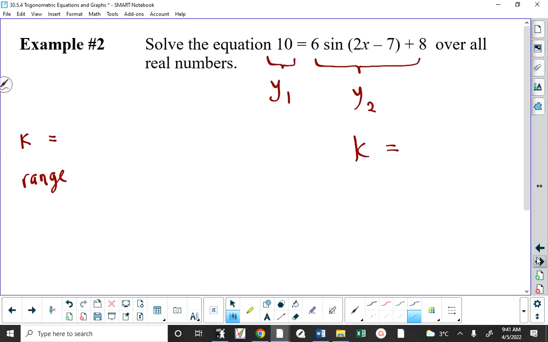Jonathan, do you know? It's not 2. It's related to the 2. B has a value of 2. Arissa, do you remember? It's pi. Because the period of a sine or a cosine function is always 2 pi over b. And b is 2, so 2 pi over 2 is pi.